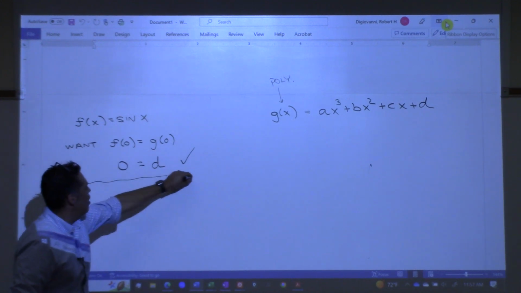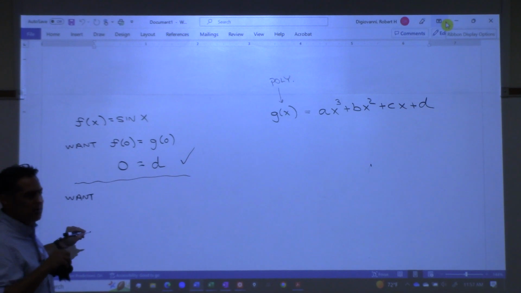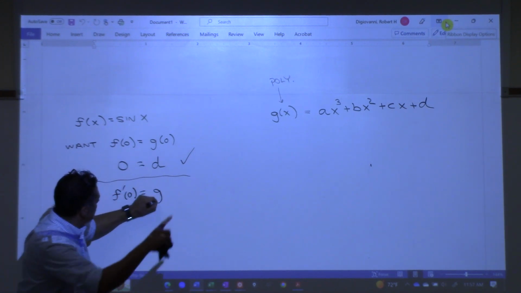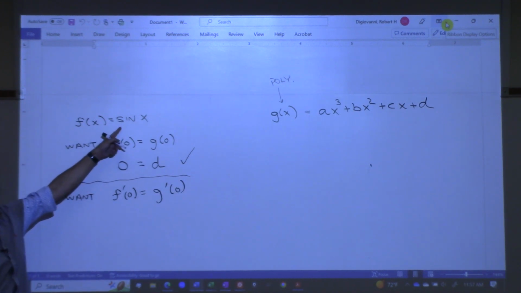Now, what else do I want? I'd like the slopes of the tangent lines to be the same as well. So I want the derivative at 0 to be equal to the derivative of that one at 0. What's the derivative of this? Cosine, right? And what happens when you plug in 0?